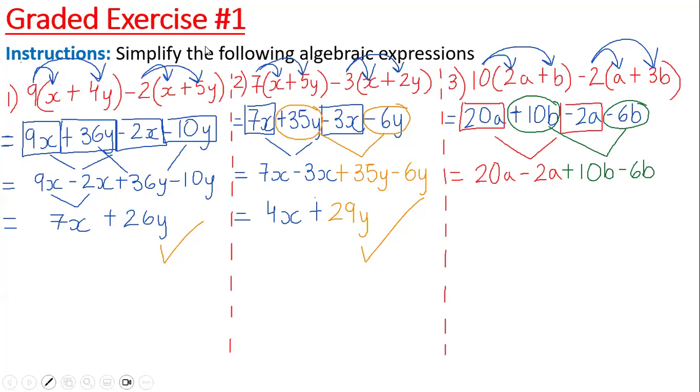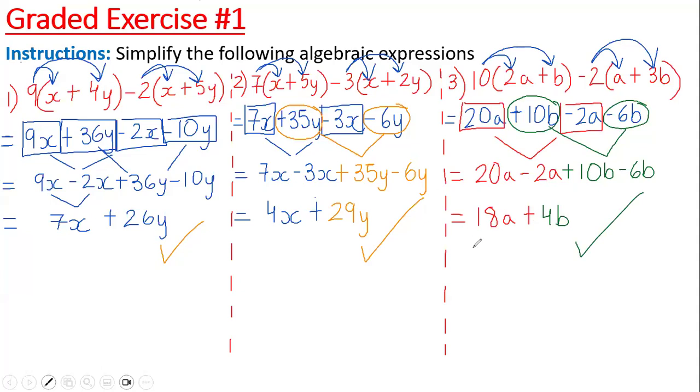And so this is going to be equal to what? 20a minus 2a is going to be what? 18a. Very good. Plus 10b minus 6b is what? 4b. So it's going to be 18a plus 4b. Anyone got this right? I did. Yes, good.